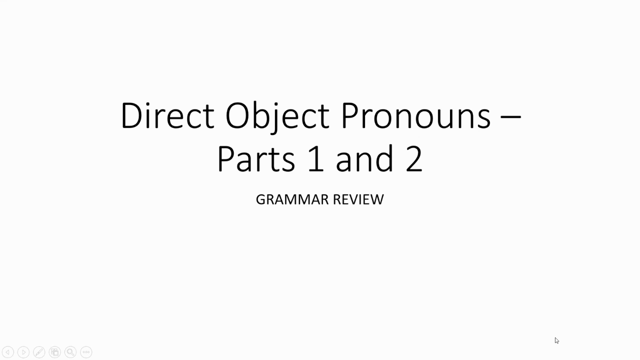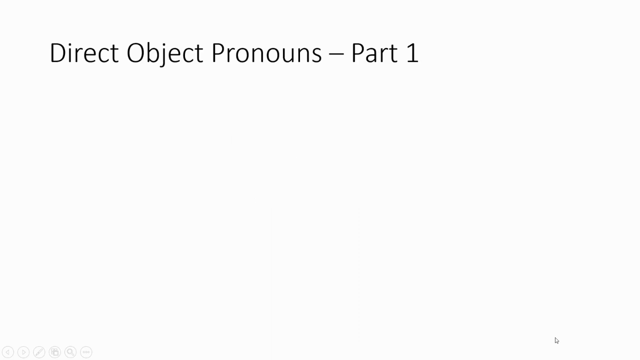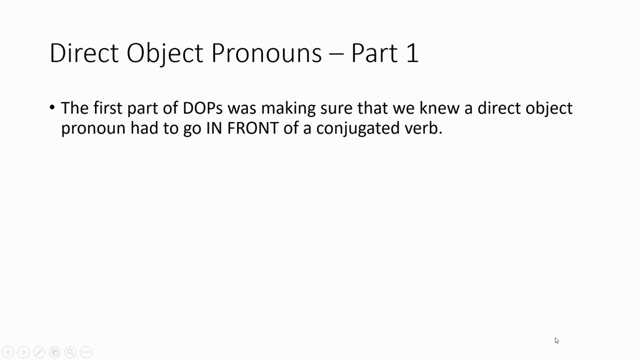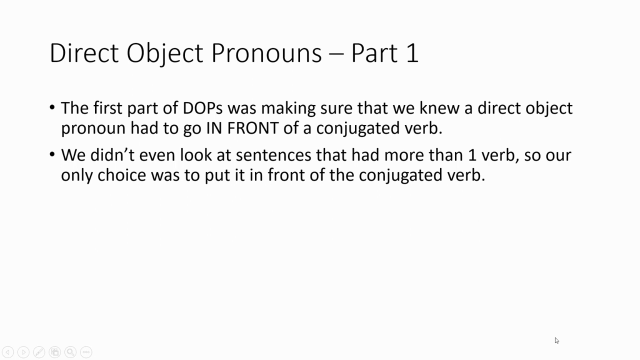Hola amigos! In this video, we're going to review both parts of direct object pronouns. The first part of direct object pronouns was making sure that we knew a direct object pronoun had to go in front of a conjugated verb. We didn't even look at sentences that had more than one verb, so our only choice was to put it in front of the conjugated verb.